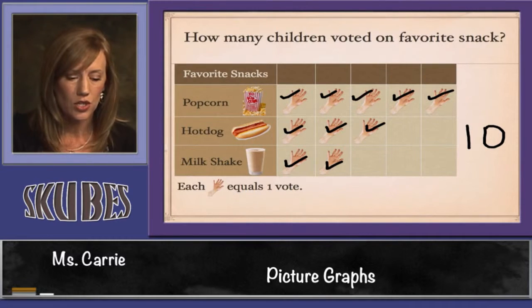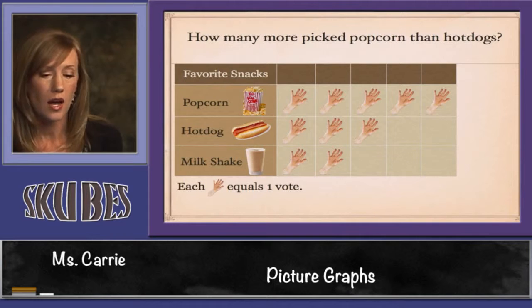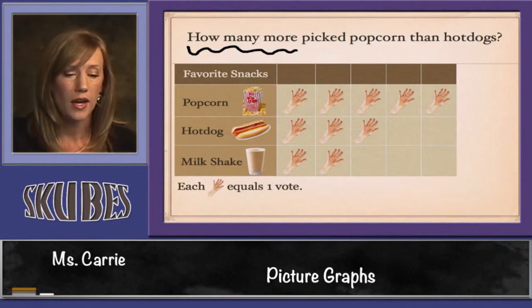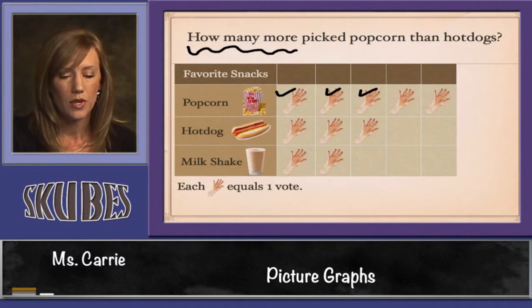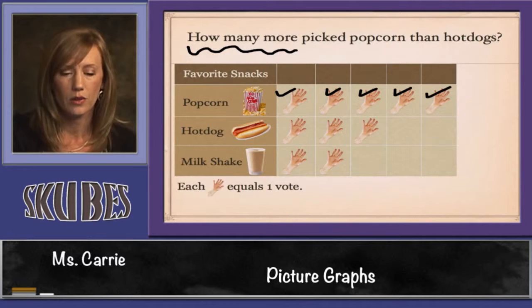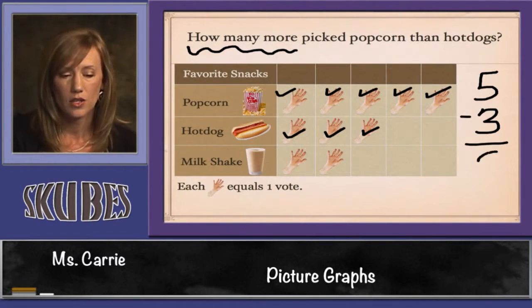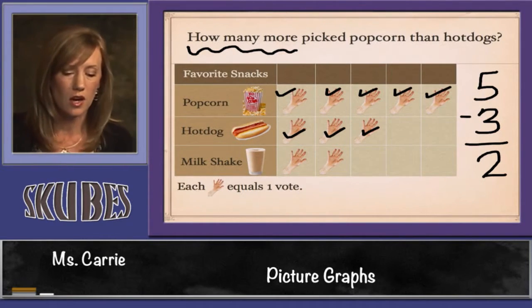The next question asks, how many more picked popcorn than hot dogs? Remember that how many more means to subtract. So popcorn had 1, 2, 3, 4, 5 votes. And hot dogs only had 1, 2, 3 votes. So we're going to subtract these two numbers, and our answer is 2. 2 more kids picked popcorn than hot dogs.